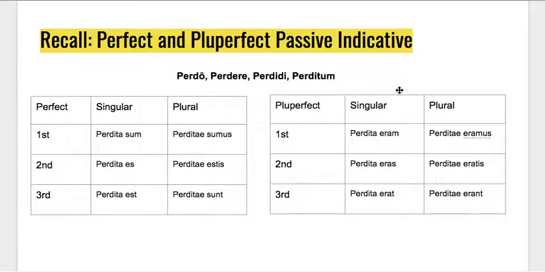So we're talking about multiple women, so we have to make sure that the perdita matches up. In the pluperfect, we do the same formation rules, except for now, instead of the present tense of sum, we replaced it with the imperfect indicative of sum. And the translation for this would be, I had been lost, you had been lost, she had been lost, so on and so forth. Okay?